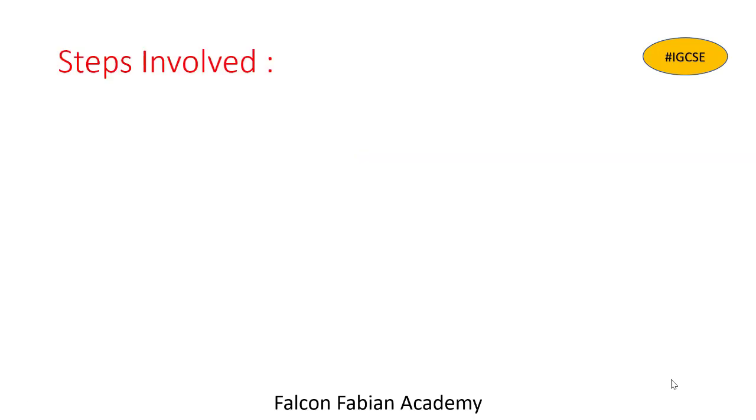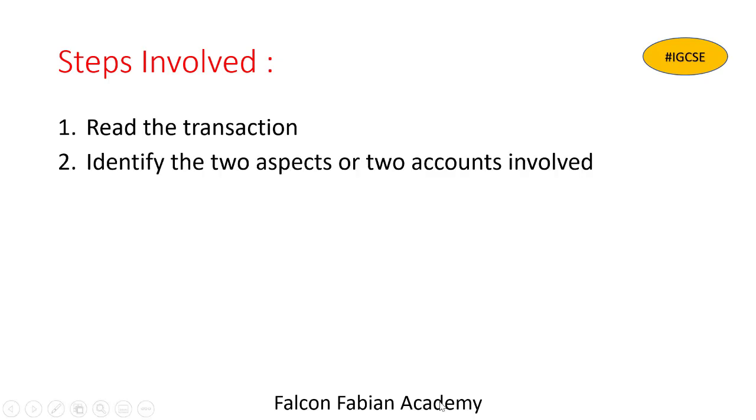So for each of the transactions, we are going to follow certain steps. The first step is reading the transaction. Once we have read the transaction, we will identify the two aspects or two accounts involved. Accounting is based on the double entry system of bookkeeping. Therefore, every transaction has two aspects. Whenever there is a financial transaction, there will be two accounts involved in it. So the second step is we are going to identify the two accounts involved.